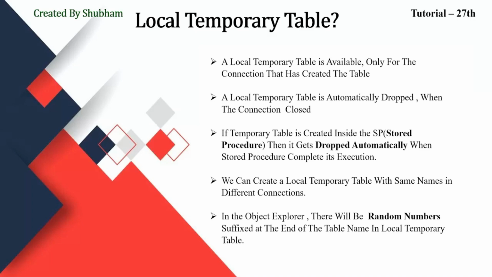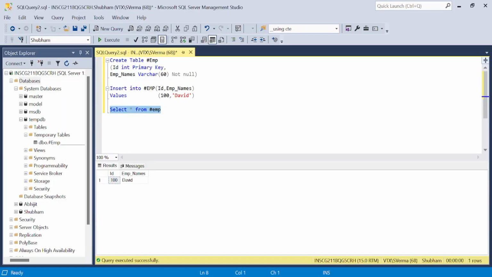So let's go back to the SSMS screen and try to understand with a practical. Here my connection name would be VTX S Verma 68. So this temporary table will only work here under this connection. And if you try to open another connection and use this temporary table over there, this temporary table will not exist over there. It won't work. It only works in the same connection where you have created this temp table. So let's try to see this with a practical. Before that, let me copy this query from here. And now let me click here on this new query.